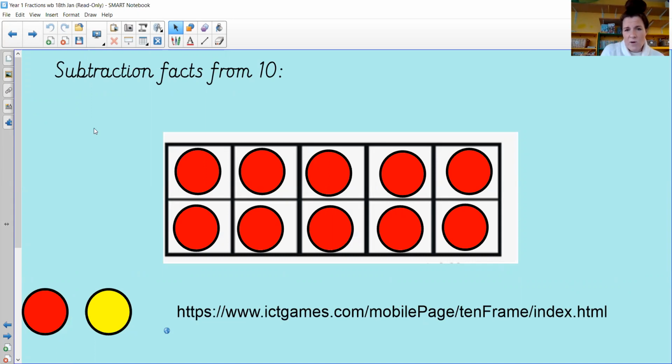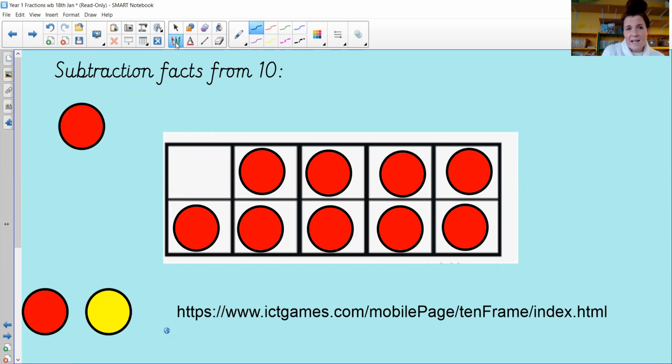So as we've got our 10 frame here, our 10 frame is full. So that means it's got 10 counters in the tens frame. And then we can take some away from the tens frame. We talked about this yesterday. So if I was to do 10, take away 1, I would have 9 counters left.